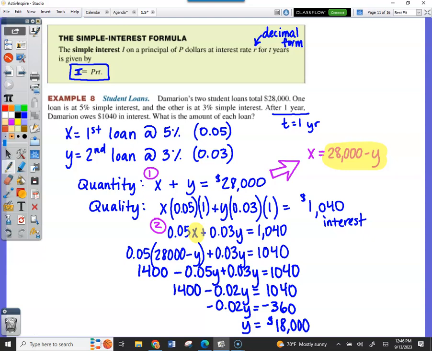Yeah, so now we have y, which means we know one of the loans was 18 grand. Which equation would be smarter to plug it into? Who knows? The first one. You know it has to add to 28,000. So the 18 grand was at what percent? Sorry. Look at your labels. Y was the second one, so it's at 3%. And 10 grand would be at 5%.